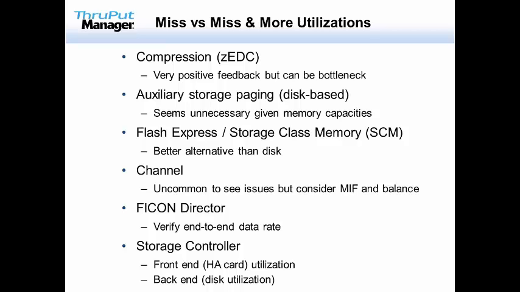You want to see, am I actually driving the hardware too hard? And balance. You're obviously going to have multiple channels going out to your storage infrastructure. Are some busier than others? Is there ways to rebalance that workload rather than having to buy faster hardware?